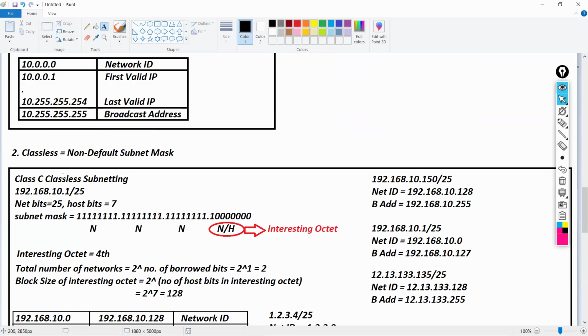When you're talking about classless, there is no class. That means when I say this, actually this thing is not valid. This is invalid because any IP address can be there, any subnet mask can be there. Your calculations will happen according to CIDR.